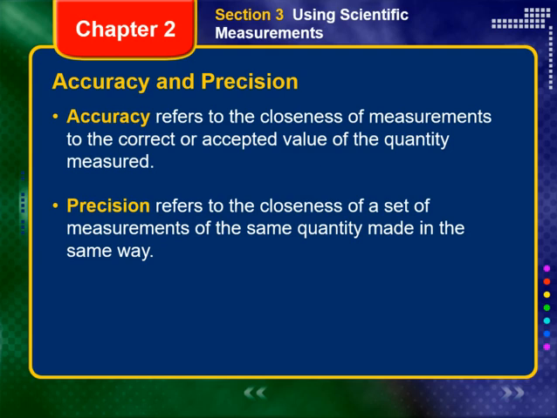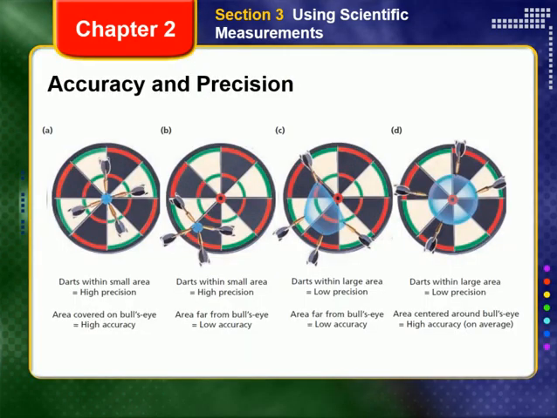Accuracy refers to the closeness of measurements to the correct or accepted value of the quantity measured. Precision refers to the closeness of a set of measurements of the same quantity made in the same way. Thus, measured values that are accurate are close to the accepted value. The figure on the screen here should help you visualize the difference between precision and accuracy.